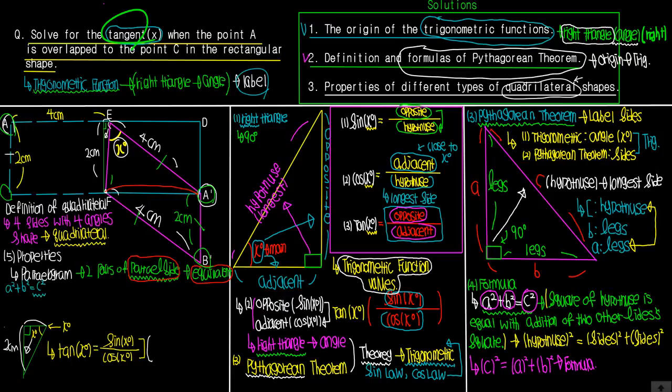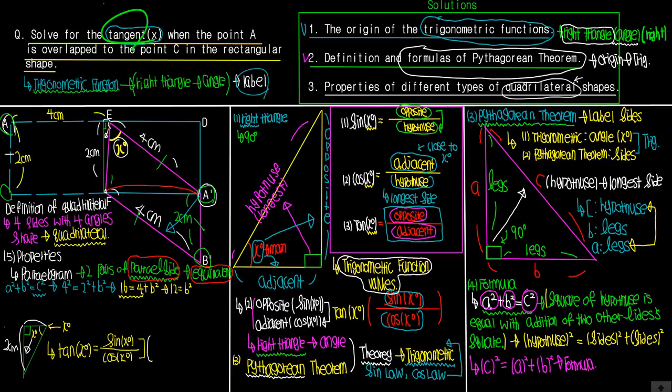Our c squared, which is our hypotenuse, in this case will be 4, because it should always be opposite the right angle. So it will be 4 centimeters, which means 4 squared is equal to, we'll call a as 2, 2 squared plus b squared. All you have to do to solve for b is simplify. What is 4 squared? It will be 16 is equal to 4 plus b squared. Subtract 4 from both sides, and we get 12 is equal to b squared.